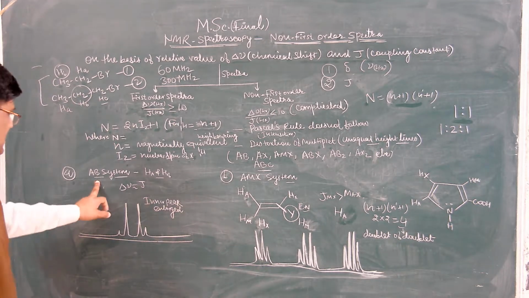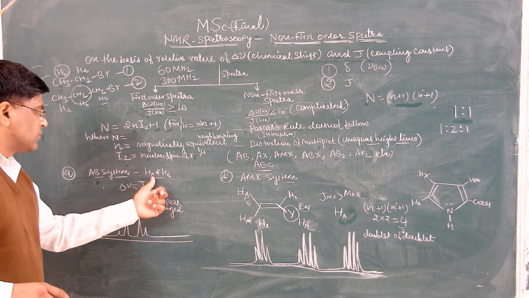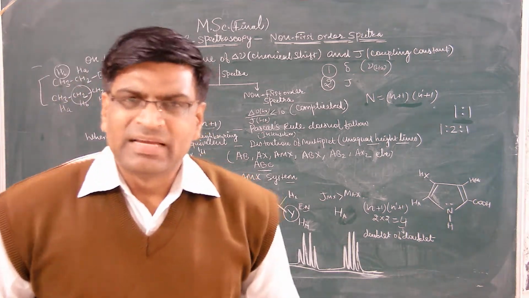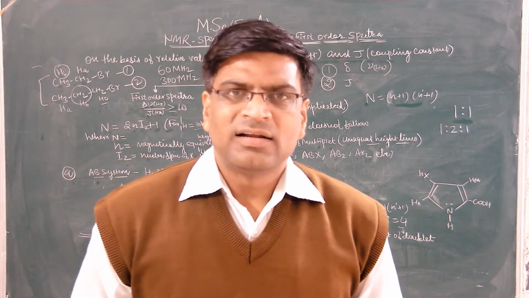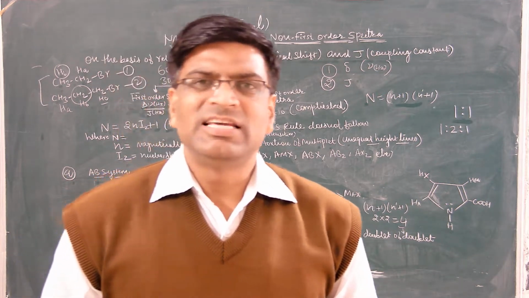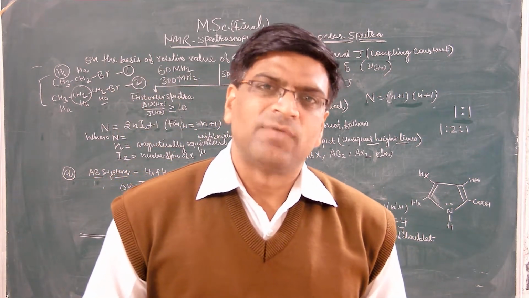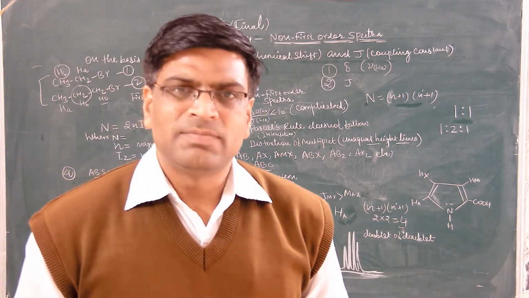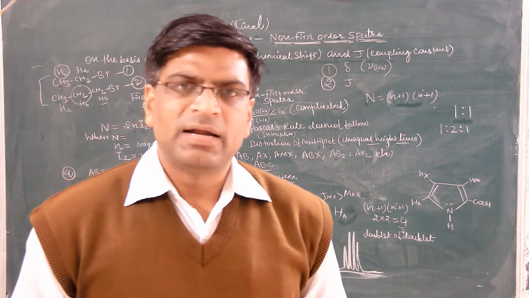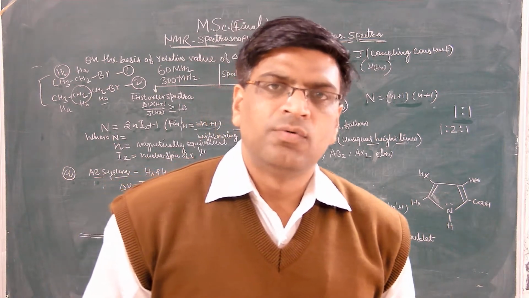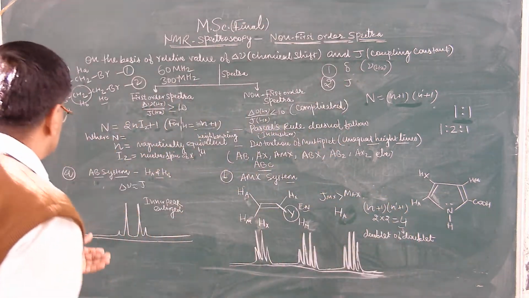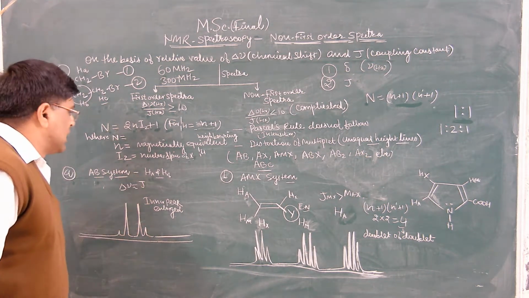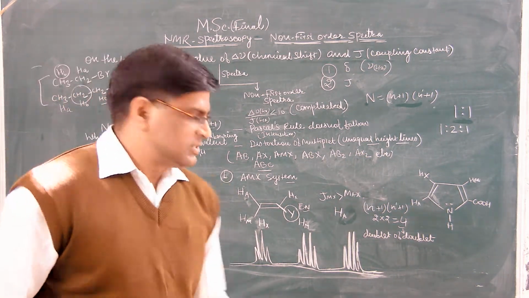First, we discuss the AB type of the system. Here, two types of protons are there, HA and HB. HA protons are in close proximity with the HB protons and vice versa. In this case, HA protons and HB protons mutually couple with each other and give doublets. This is a doublet, and this is a doublet for the other type of protons.